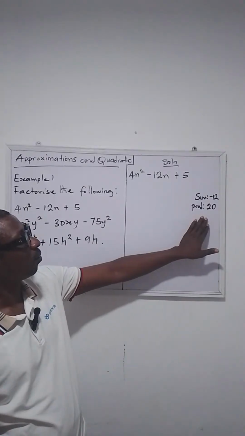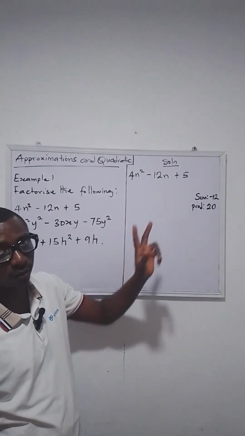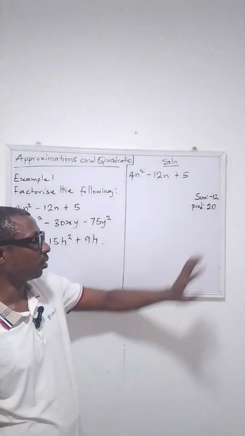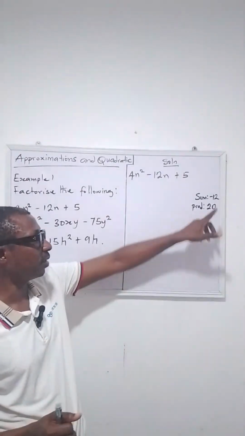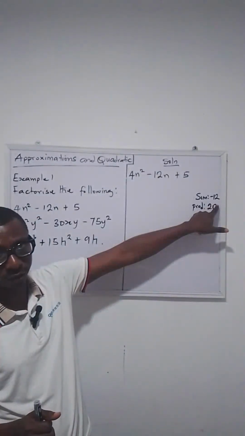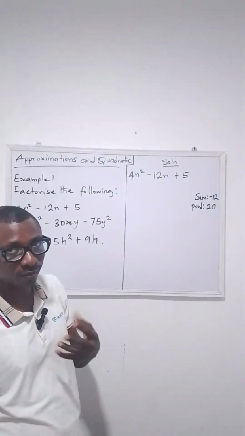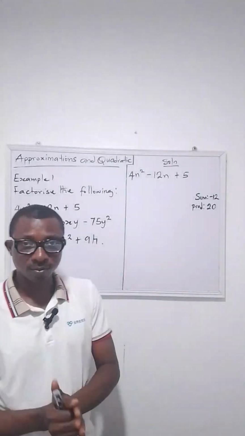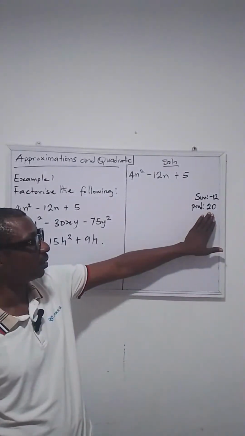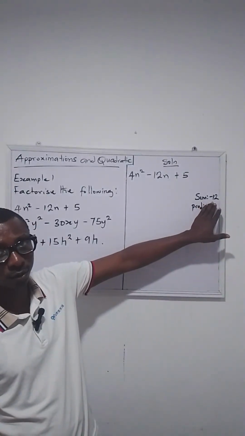What do we need to do next? You look for two numbers such that when you multiply the two numbers together, you have 20, and when you add the two numbers together, you have negative 12. I want you to tell me those two numbers. You can do that within a few seconds.